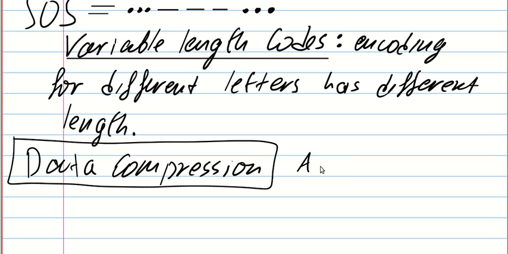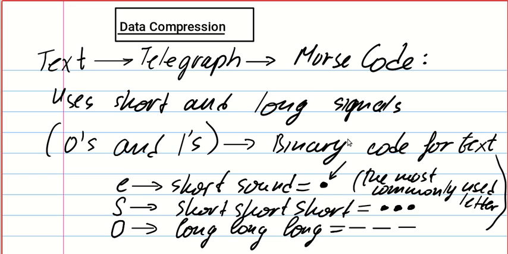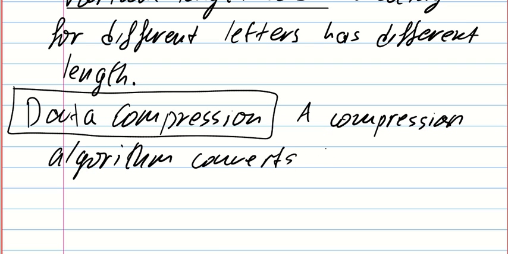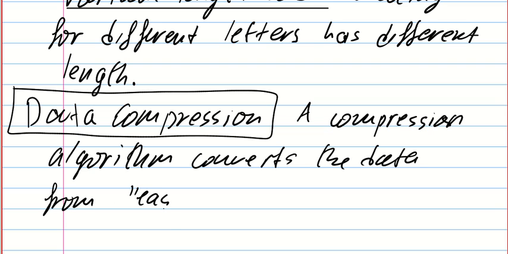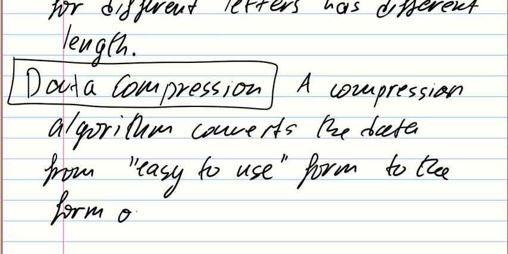So basically, we can write it like this: a compression algorithm converts the data from an easy to use form to the optimized form, optimized for compactness.